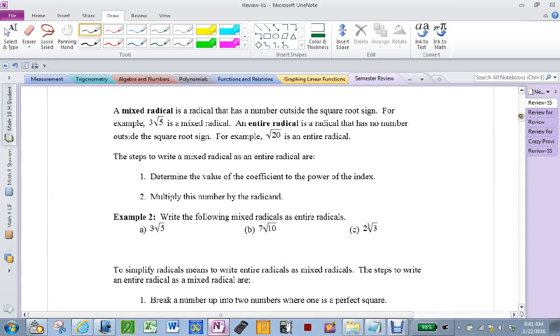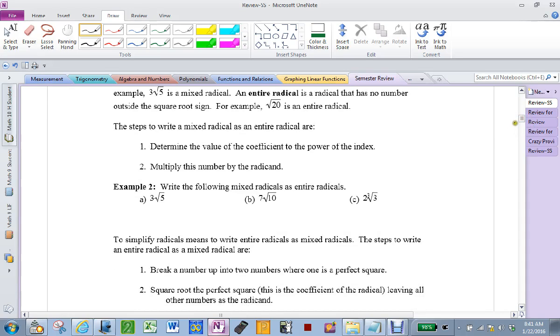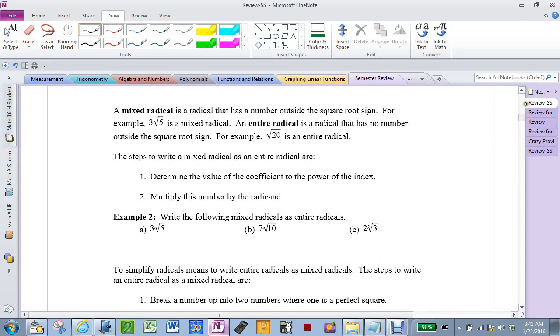Mixed radicals. Okay. Two seconds. A mixed radical has a coefficient and a radical. An entire radical has no coefficient. You must be able to go back and forth between the two. Making an entire radical mixed is called simplifying.